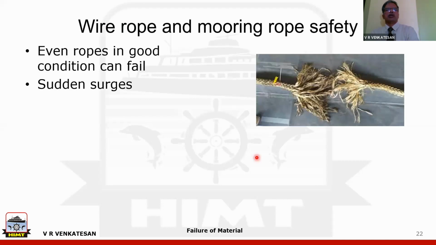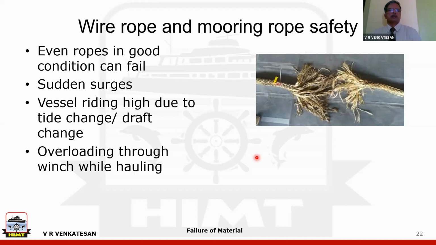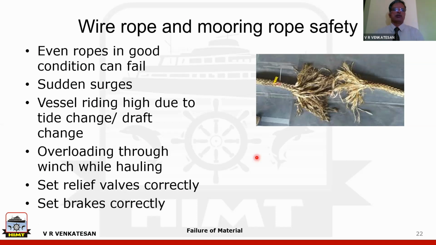Wire rope and mooring rope, as an example. Even ropes in good condition can fail because of sudden movement. It can happen when the vessel is moving high due to change in draft or tide change. So how should you take care of this? The relief valve in your hydraulic system should be set correctly so that it is not possible to overload the rope. And if the ropes are on drums, the brake should be set correctly so that it is not overloaded.